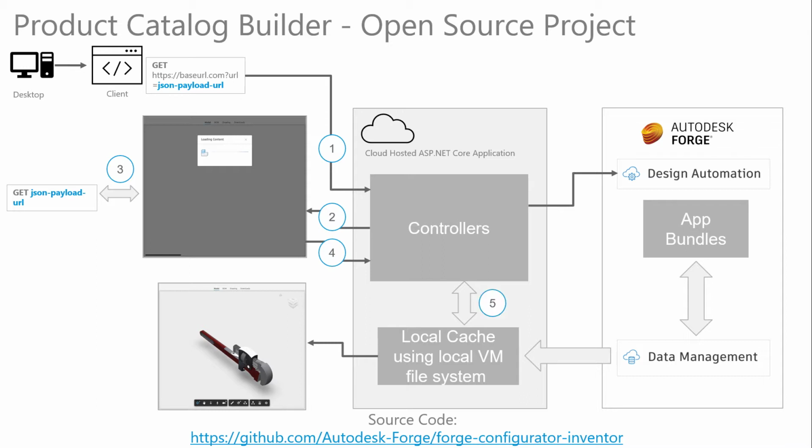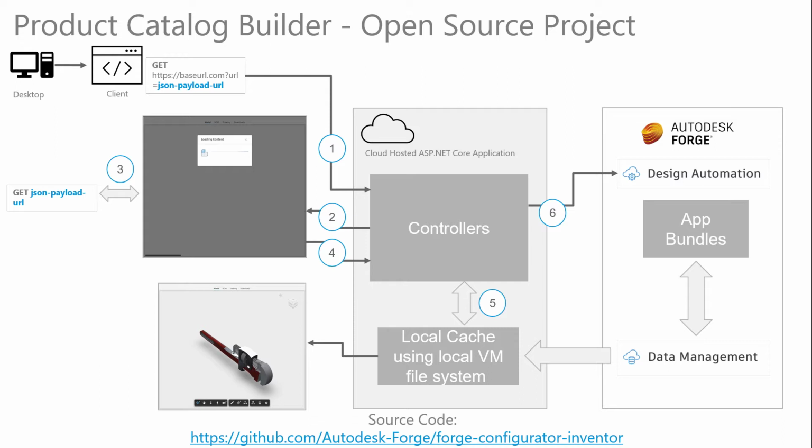The server parses and hashes the JSON from the client. Using the hash, it checks if the local cache contains the configuration. If the configuration does exist, it moves on to the final step where it will display the configuration to the user. If it does not, it will continue on to send the JSON payload to the Forge Design Automation API app bundle to create the new configuration.